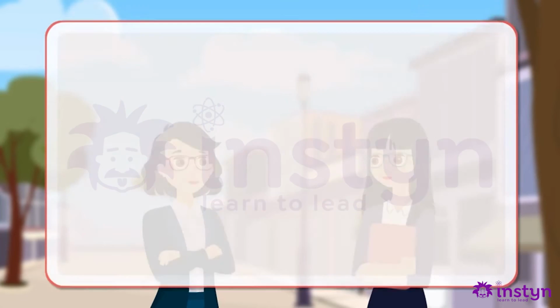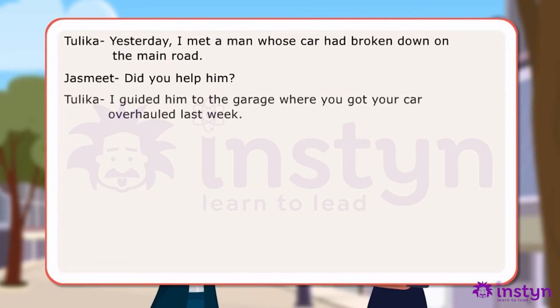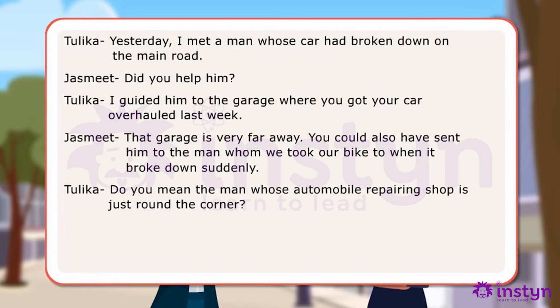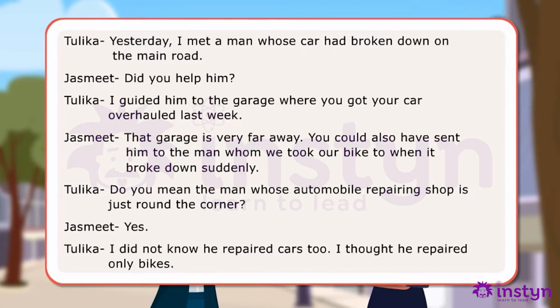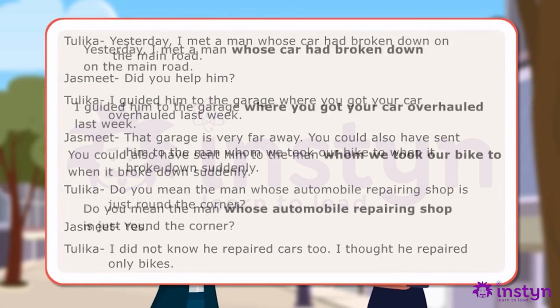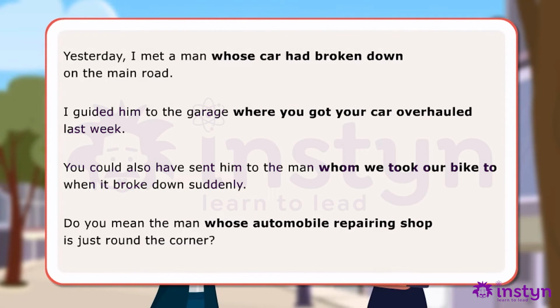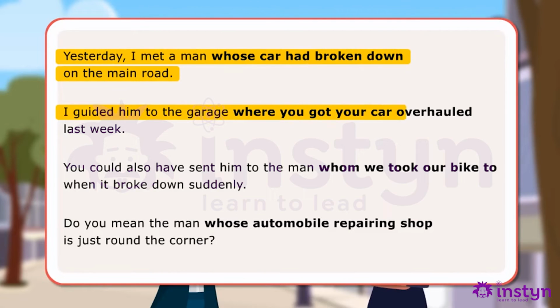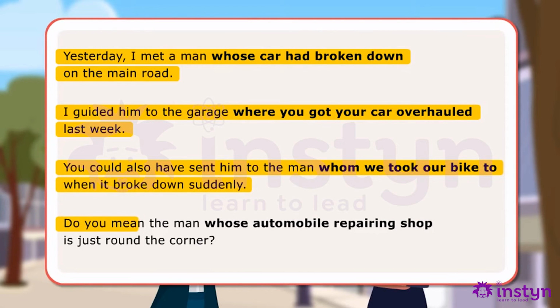In the dialogues, Tulika and Jasmeet have used relative clauses with whose, whom, where to express themselves. Here are examples of sentences using relative clauses with whose, whom, where. Yesterday I met a man whose car had broken down on the main road. I guided him to the garage where you got your car overhauled last week. You could also send him to the man whom we took our bike to when it broke down suddenly. Do you mean the man whose automobile repairing shop is just round the corner?